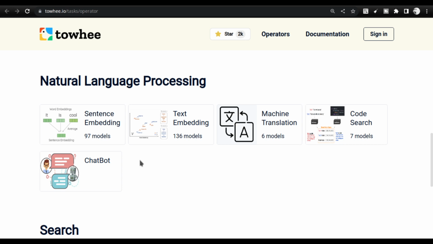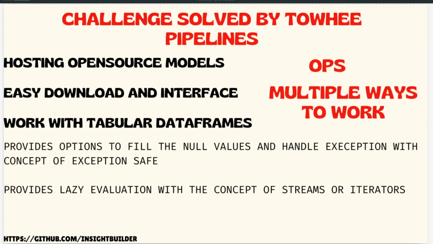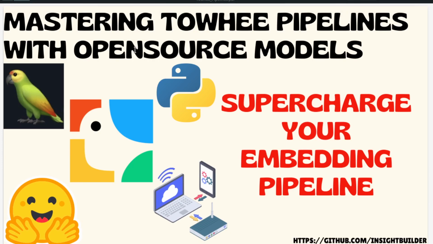That is more important. You have to convert the image or audio or whatever data is available with you into proper numbers, that is vectors, which can be fed into models to get the prediction. This is the process you need to follow. Towhee creates a pipeline around this process. So getting back to the presentation, that's what I was telling. Mastering Towhee pipelines with open source models.